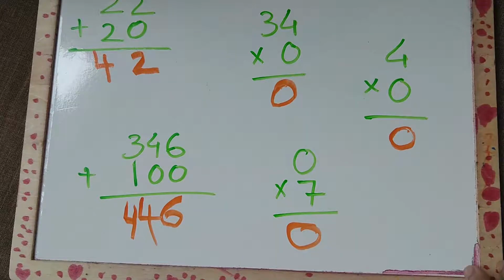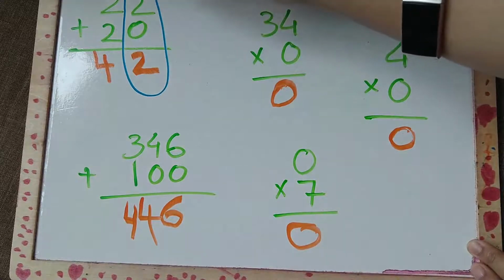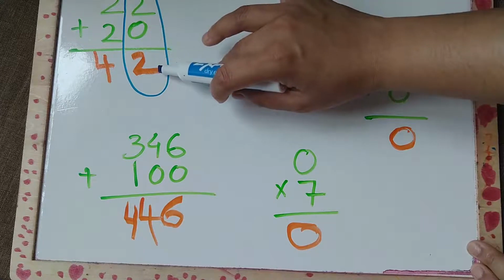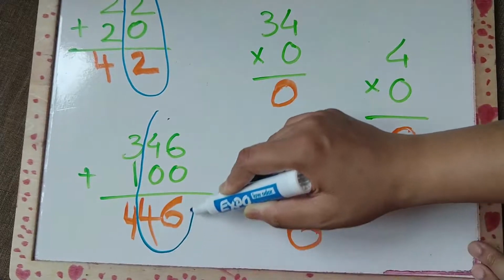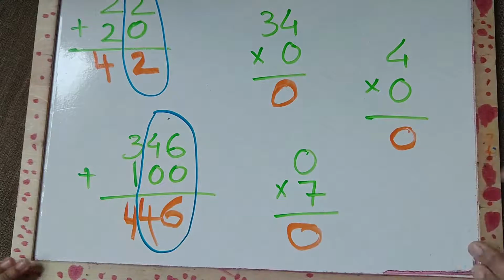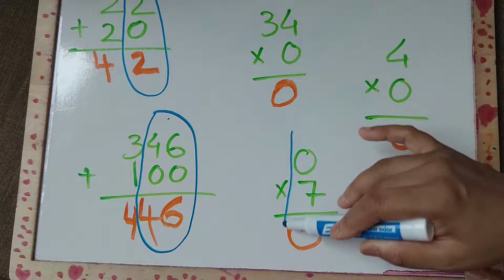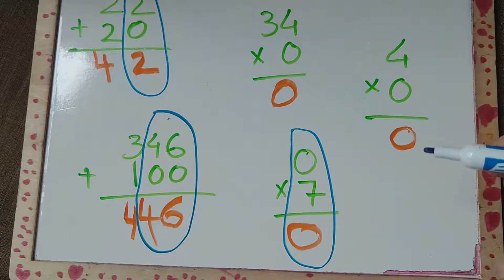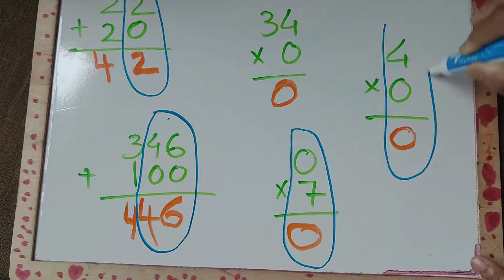So with this activity, what did we learn? 0 plus any number means you will get the same number. 2 plus 0 is 2 only. In this question, what did you learn? 0 plus any number equals the same number. And another thing you learned here is 0 times any number is 0. Very good. Any number times 0 is 0.